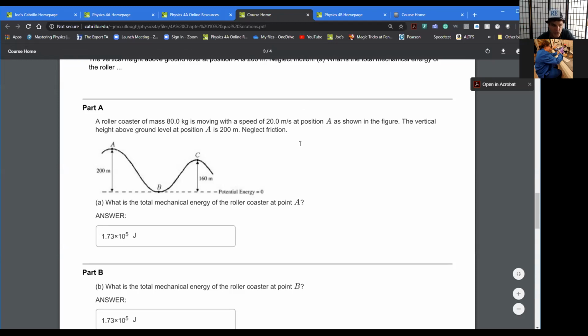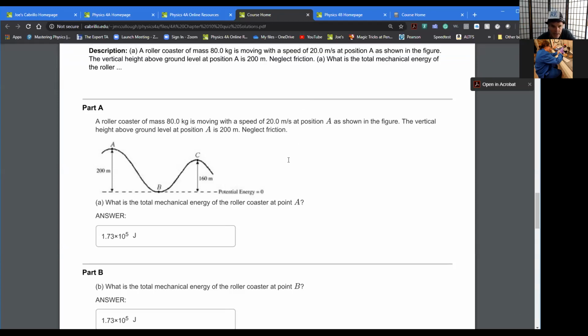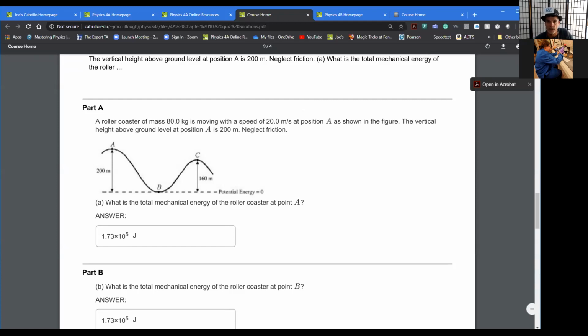I can't. So we've got a mass of 80 kilograms at a height of 200 meters moving 20 meters per second. Let me just jot those down real quick. So we've got the mass is 80, speed is 20, height is 200 meters. All right, so new share.